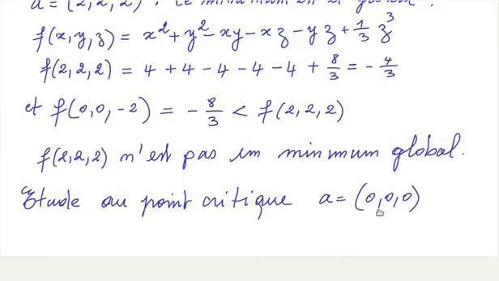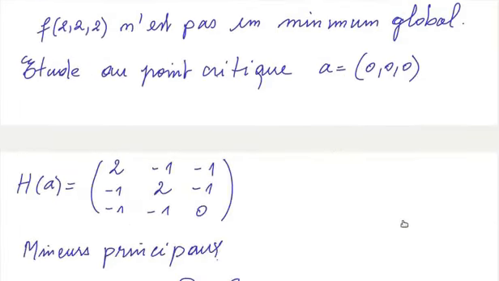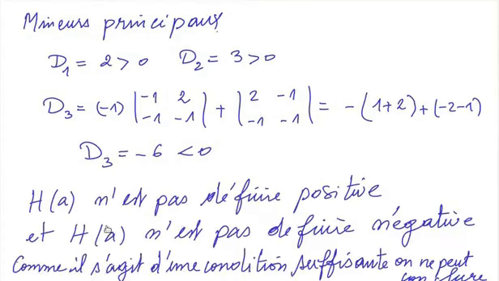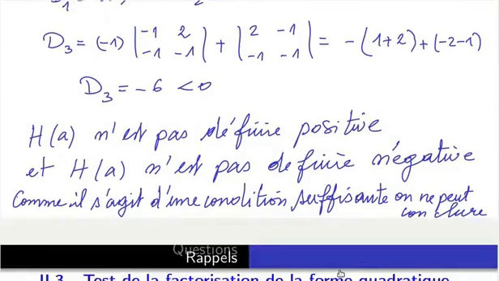Now let's move on to the study at the critical point (0, 0, 0). In this case, the matrix had 2z in the last position, so it is now 0. If we calculate the principal minors, we redo the calculation. The first two are the same, strictly positive, but the third, D3, is equal to minus 6. It is negative. We can see that H is not positive definite. Since D1 is not negative, H is not negative definite. But we cannot conclude from this, as it is only a sufficient condition.